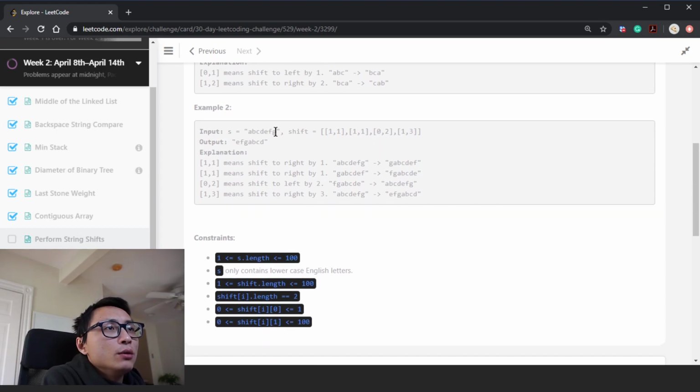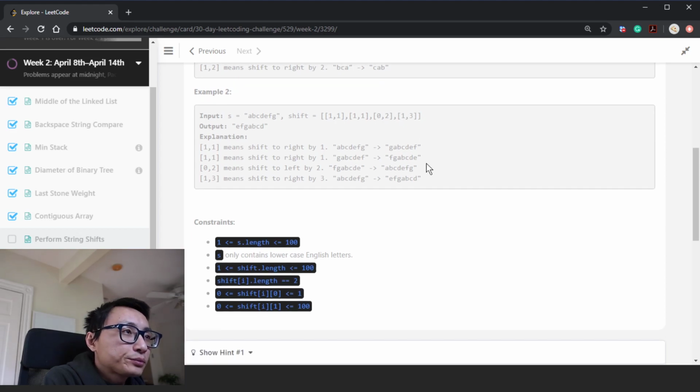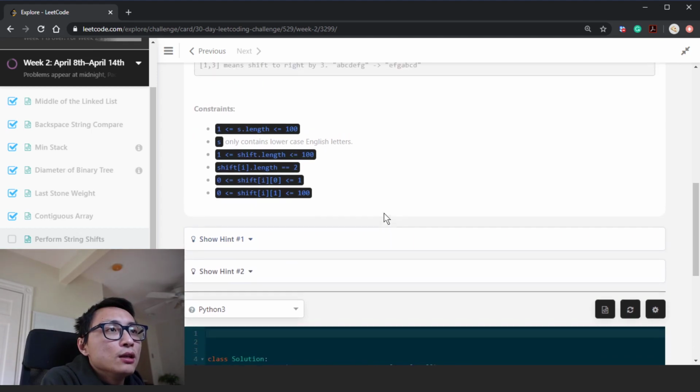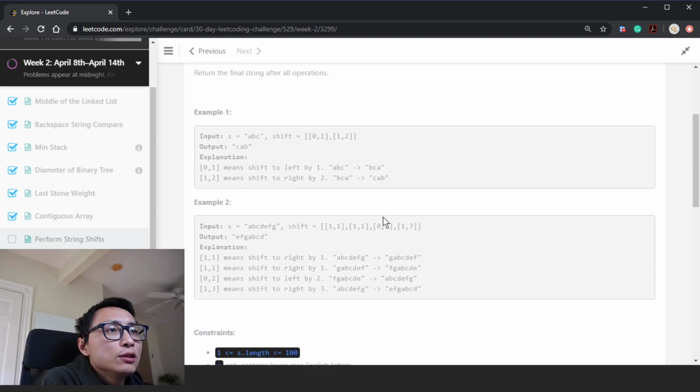In the second example, we have A, B, C, D, E, F, G, and 4 shifts. We notice that the first 3 actually cancel, so it's equivalent to just the last shift, a right shift by 3. So we pick G and move it before A, then F before G, E before F, and we get E, F, G, A, B, C, D. So that's pretty much the question.